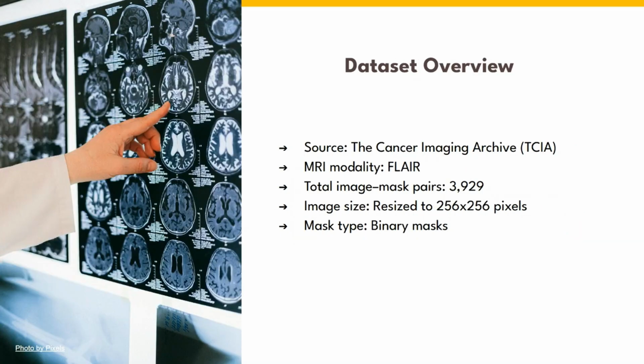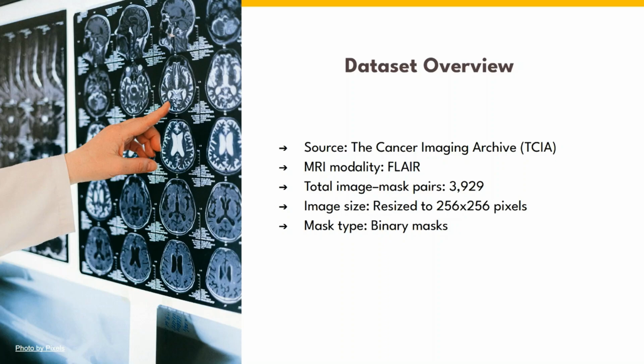Now let's talk about the dataset we used. Our data came from the Cancer Imaging Archive, TCIA, and it's known as the TCGA-LGG dataset. The dataset includes MRI images of patients who have low-grade gliomas. These scans come in different formats, but we focused only on FLAIR images because they help make tumors more visible by removing background fluid signals.